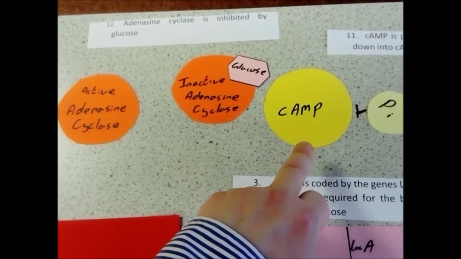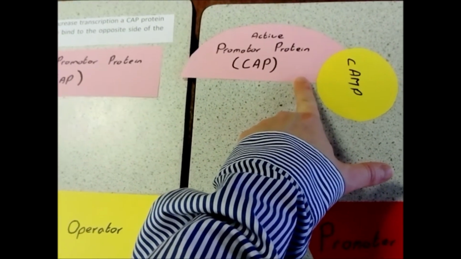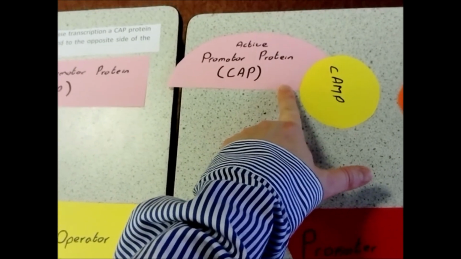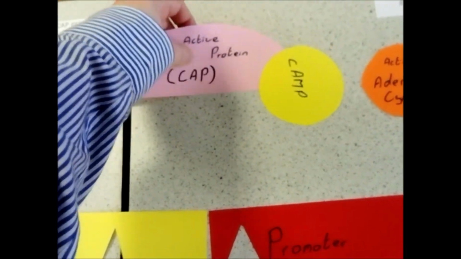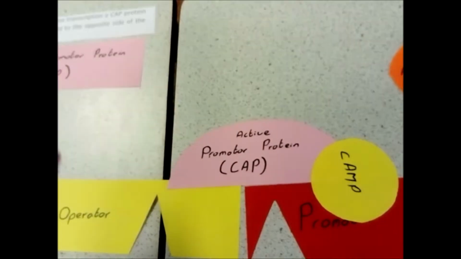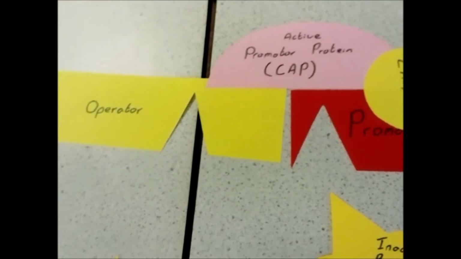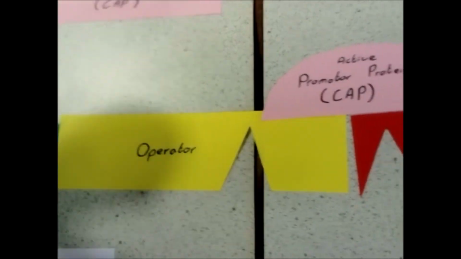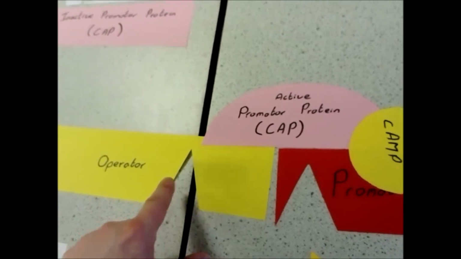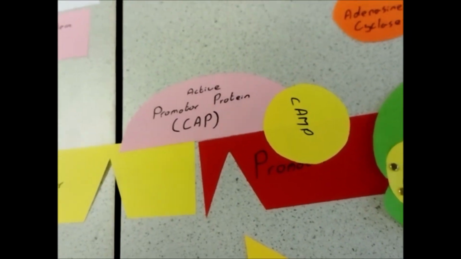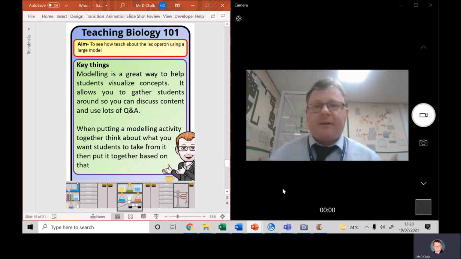That cyclic AMP binds onto an allosteric site on the CAP protein, which is the promoter protein, causing it to go from being inactive to active. The CAP protein will bind onto the operon, somewhere between the operator and the promoter, and it will increase the binding strength of the RNA polymerase to the operon, so therefore more of the protein will be transcribed. Okay, hopefully you have seen how that's been modelled.